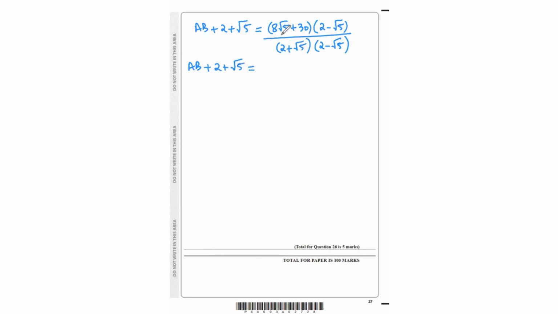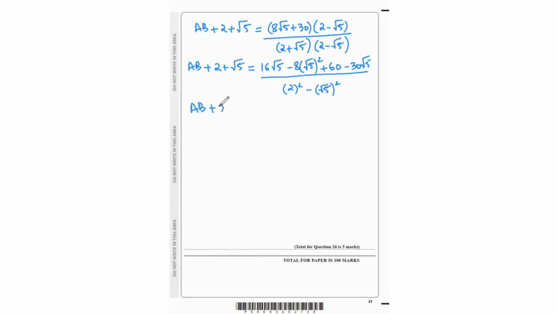Expand the bracket. So 8 root 5 times 2 is 16 root 5. 8 root 5 times root 5 is negative 8 times root 5 squared. 30 times 2 is 60, and 30 times root 5 is negative 30 root 5. This is divided by 2 squared minus root 5 squared. As I said before, using the difference of perfect squares in the denominator is going to save time. If you want to expand the bracket and then find the answer, that's also an option. Choose whichever method is easier for you to understand.